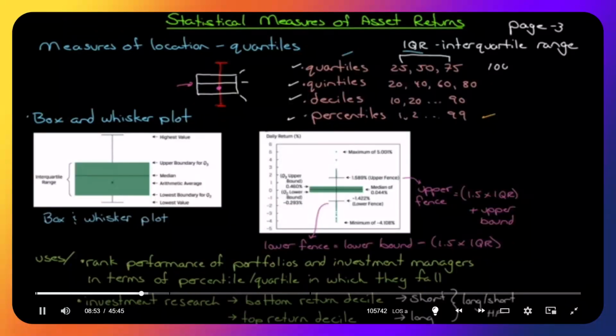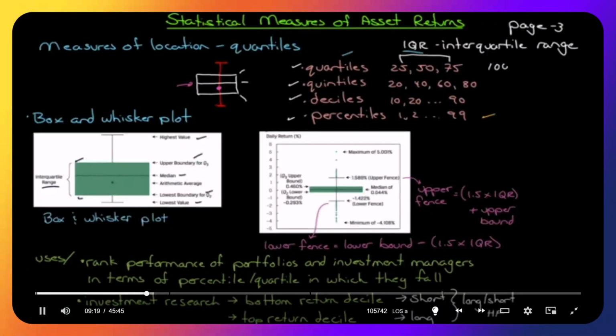So here is what it looks like in a plot. Let's see if I can get a pen that writes on here. There's your highest value and your lowest value. Then you draw a line. Then you'll draw 3 lines. Your lower boundary is for quartile 1, your upper boundary for quartile 3. Your median is your second quartile, and then you put a little X where your arithmetic average is. The distance between the upper bound and the lower bound is the interquartile range.